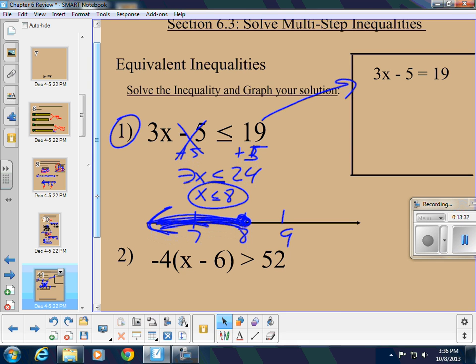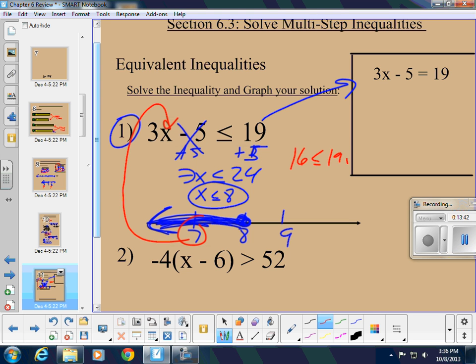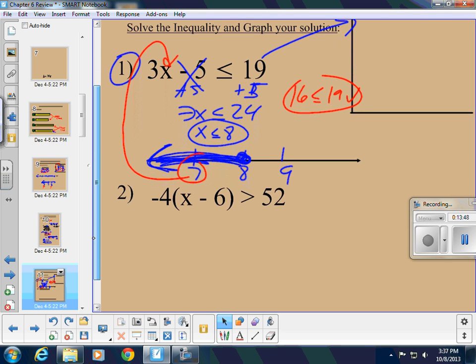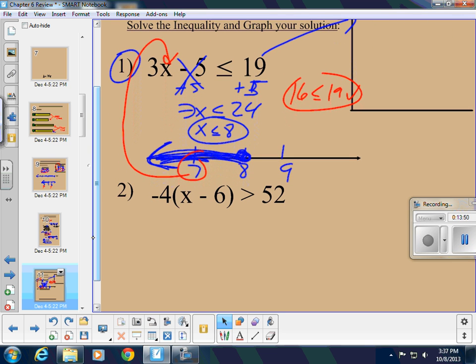Again, I could even show it by picking out 7. You could put 7 in. 3 times 7 would be 21. Minus 5 would be 16. And 16 would be less than 19. Yes, it does check out. Just showing you that these answers that I'm getting do work. That's what it means when I get that final inequality that says x is less than or equal to 8. It's saying that any number less than 8 will work, and just showing you that they do work.